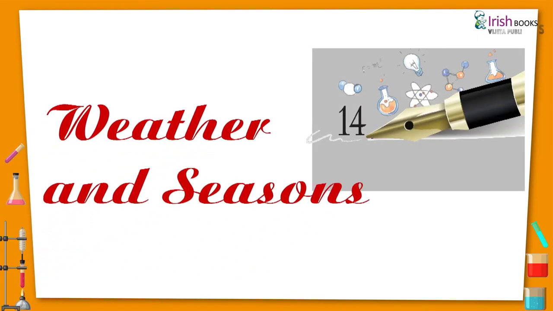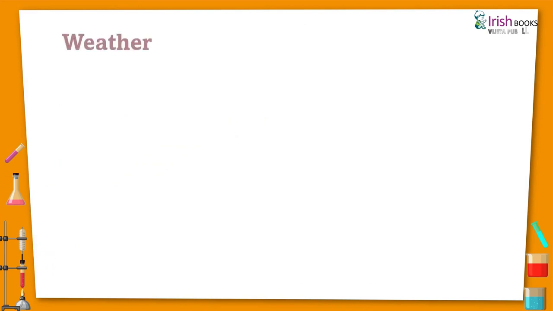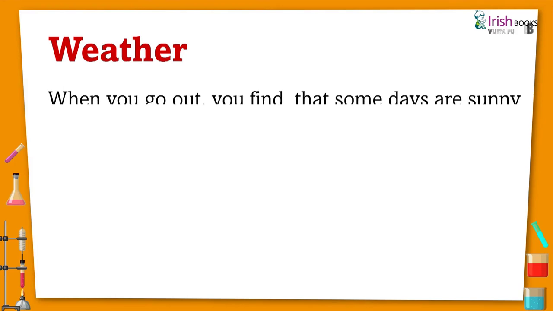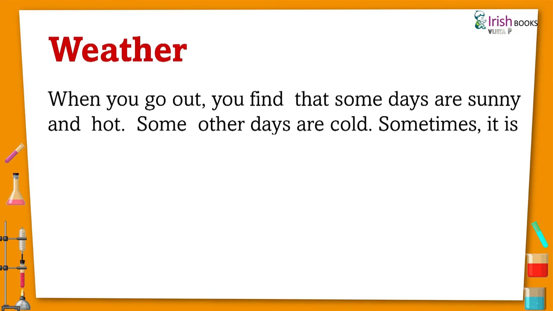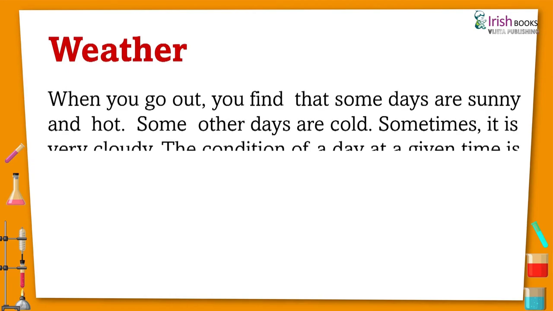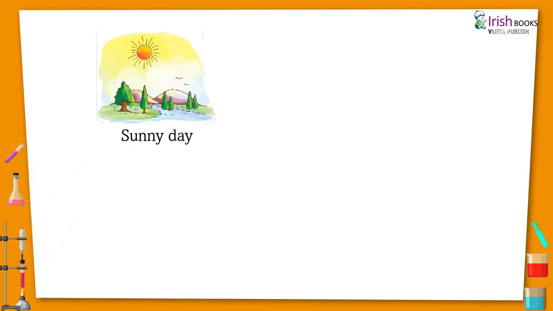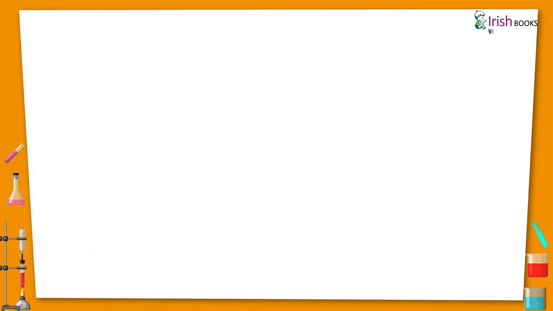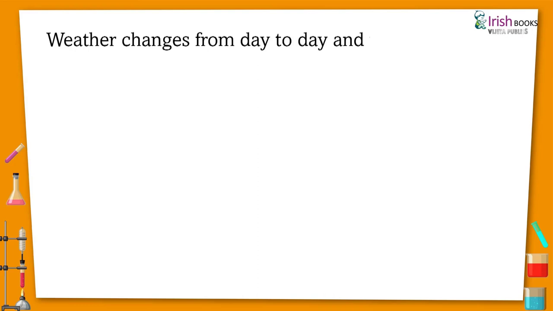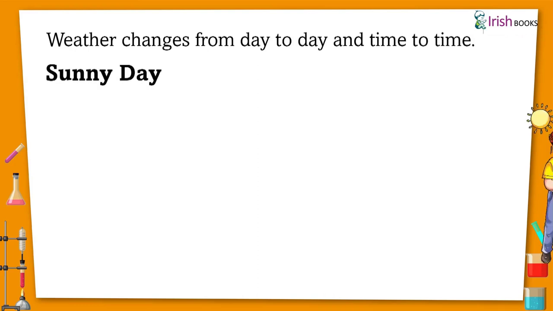Chapter 14, Weather and Seasons. Weather. When you go out, you find that some days are sunny and hot, some other days are cold, sometimes it is very cloudy. The condition of a day at a given time is called weather. Sunny day, cold day, cloudy day. Weather changes from day to day and time to time.